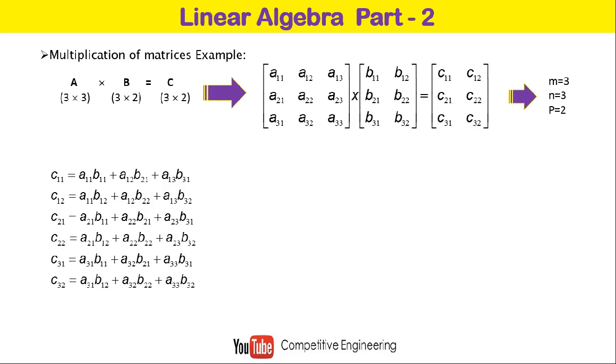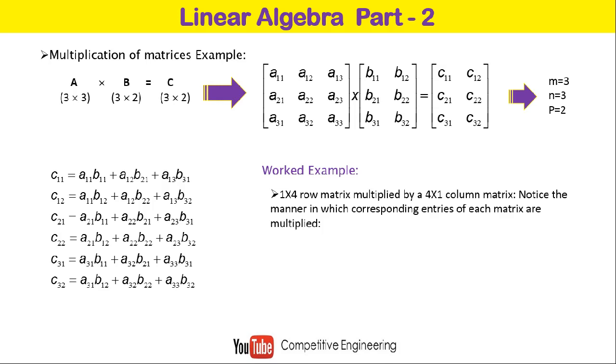In that way we will get C11. Then for C12, A11 into B12, then A12 into B22 and A13 into B32. That is, the first row multiplied by the first column gives C11. Then the first row multiplied by the second column gives C12. Then the second row multiplied with the first column gives the second row, first element. So in this way we will do the multiplication operation.